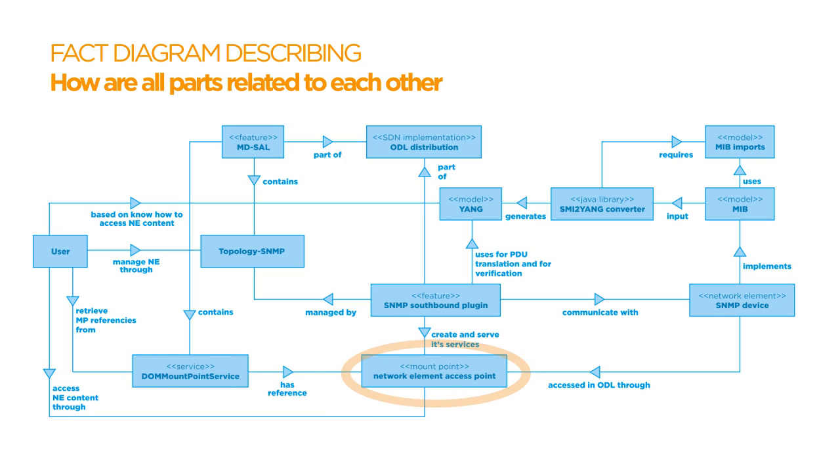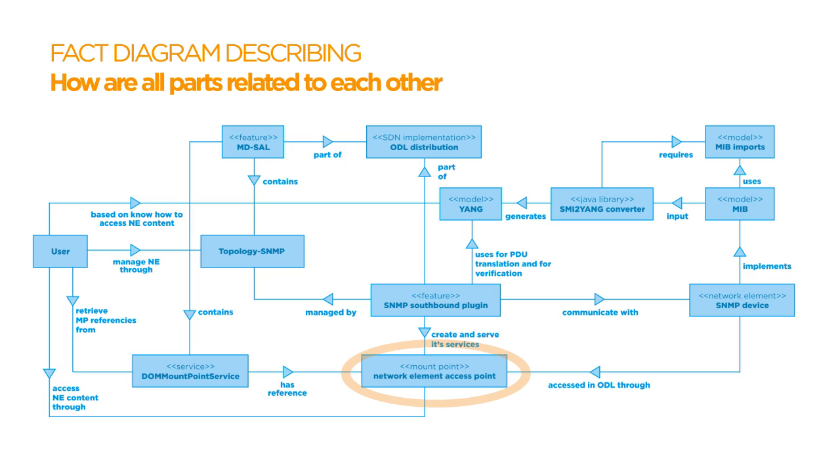The next one is the mount point, which is basically a set of services used for accessing a device, performing read and write transactions, and listening to traps sent from a device. The mount point is created and managed by SSB. The mount point represents a device from the data or content access point of view, while a node in topology SNMP represents a device from the management point of view. That is, how to connect to this device or its status, whether it is reachable or not.